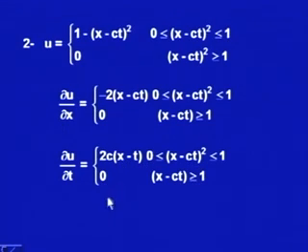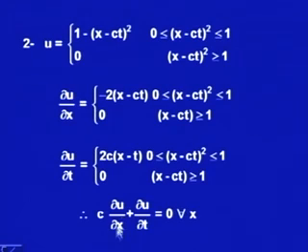Now, if I consider our wave equation, c times del u over del x plus del u over del t, we see that c times del u over del x is the same as minus del u over del t. In this region this holds, and in the region where x minus c t is greater than 1, both are 0, so it is satisfied for all x. That means this function also satisfies our wave equation.